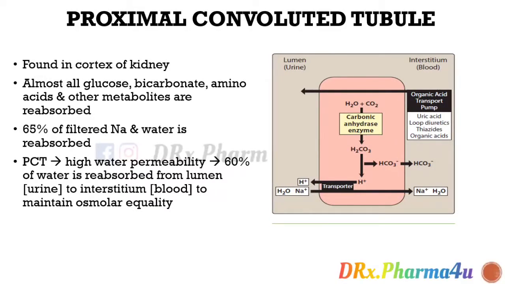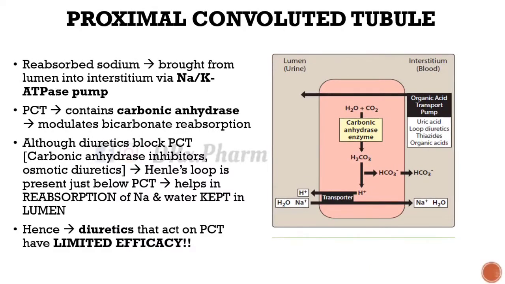Well, it is a hallucination, it's a delusion, because we'll talk later about why diuretics acting here are actually weak diuretics. The proximal convoluted tubule has a high water permeability. That is why such a large amount of water is being reabsorbed. So 60% of water is reabsorbed from the lumen to the interstitium to maintain osmolar equality. The reabsorbed sodium is brought from the lumen into the interstitium via a pump known as the sodium potassium ATPase pump. So this is just a channel which helps in the reabsorption of sodium from the lumen that contains urine into the interstitium that contains blood.